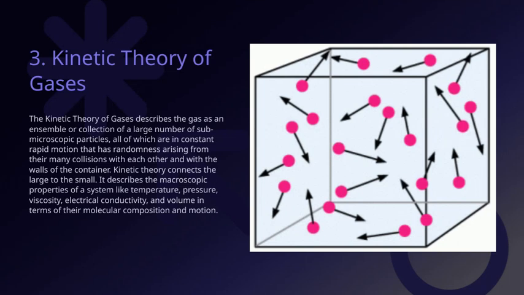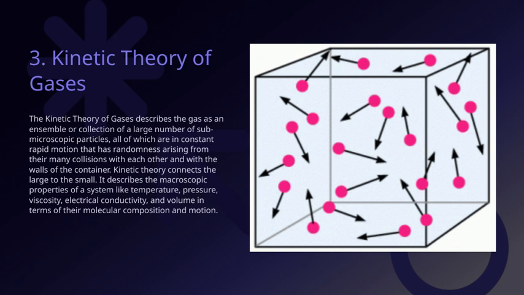Let's take a closer look at the kinetic theory of gases. It describes a gas as a collection of many tiny particles, so small that they're submicroscopic. These particles are in constant, rapid motion, and this motion is inherently random. The randomness comes from their frequent collisions, both with each other and with the walls of the container.